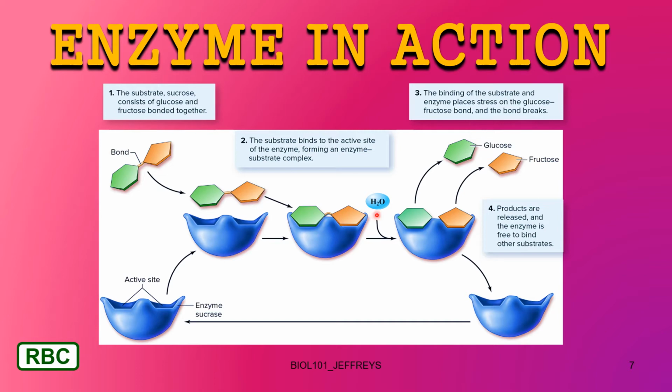This shows you a little molecule of water because this enzyme is using the process of hydrolysis to break the chemical bond between the two monomers of sugar. Here we see the chemical bond is broken. It's been hydrolyzed. And now the enzyme sucrase releases its one molecule of glucose, its one molecule of fructose.